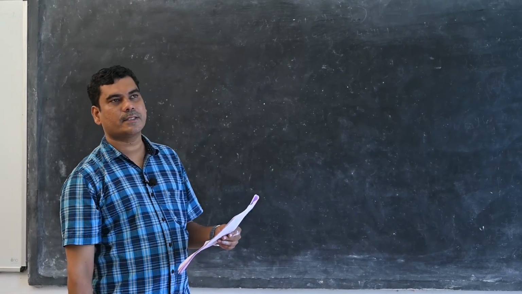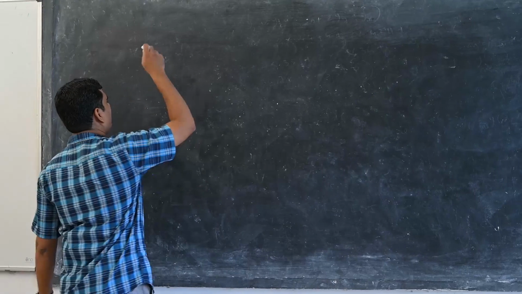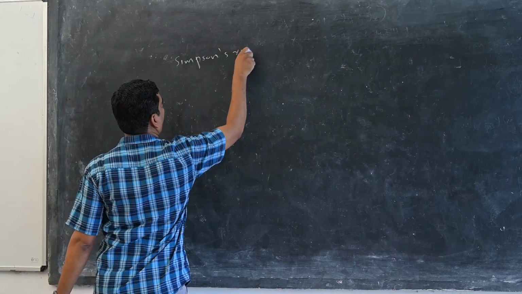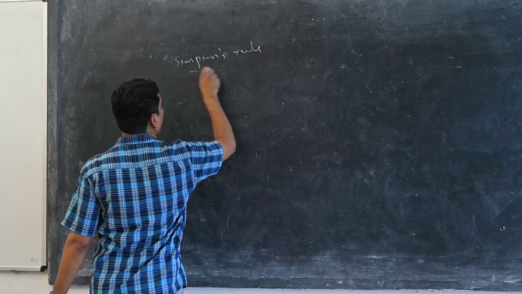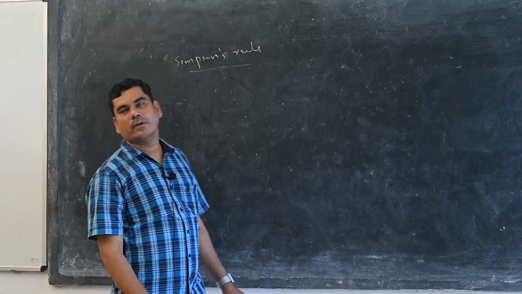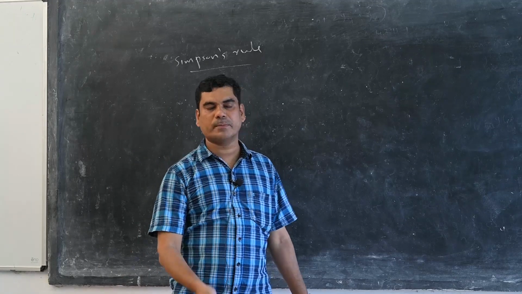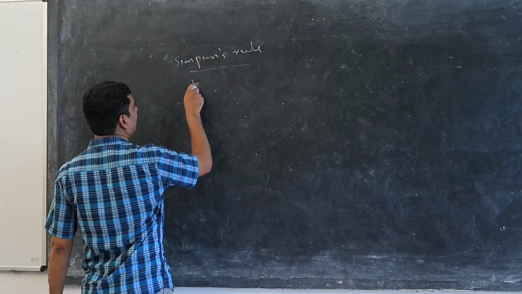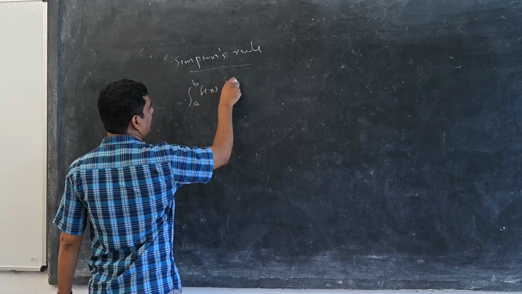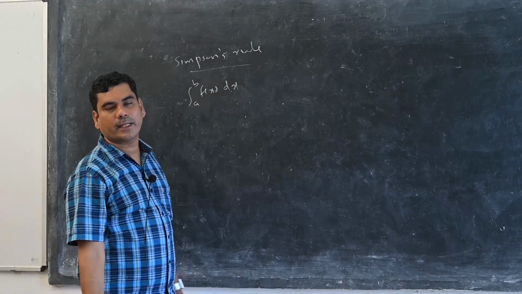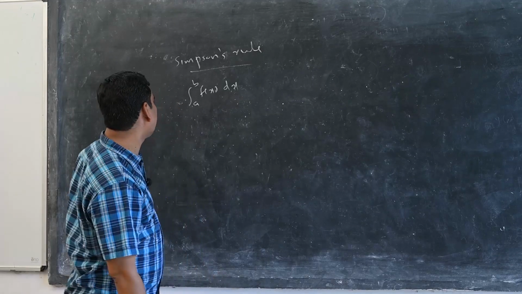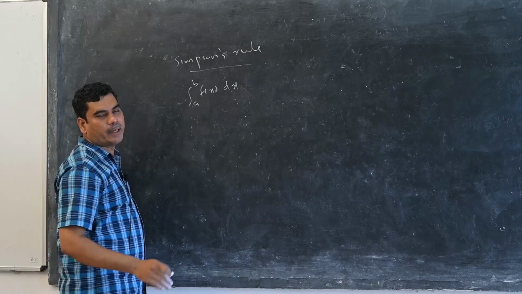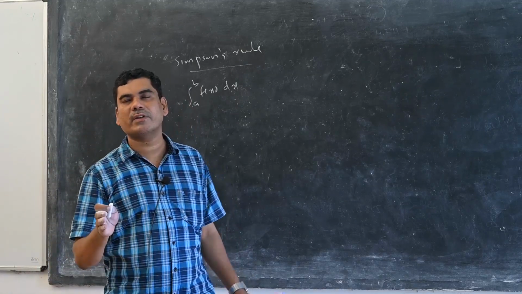Next method is Simpson's rule. This is also a method to find the approximate value of the integral from a to b of f of x dx. As in the case of the trapezoidal rule, we divide AB into subintervals of equal length.